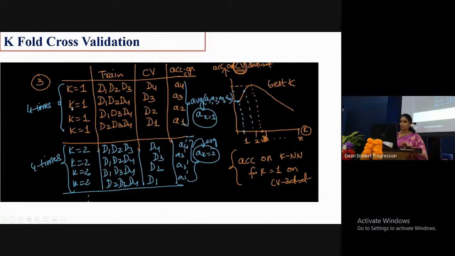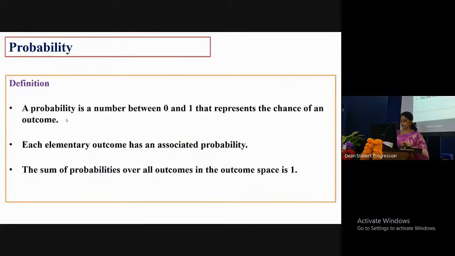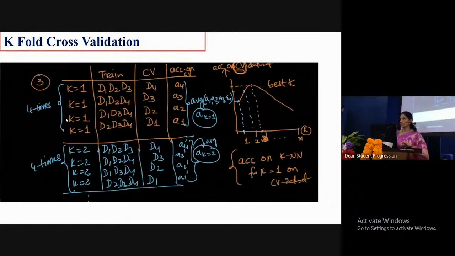Now, here the challenge is how many folds of validation I have done. Here you can see I have done 4 folds of validation. This is called K-fold cross validation. So the cross validation is done with K-fold, and the number of folds that you have is 4 here. How many folds is acceptable or good enough?